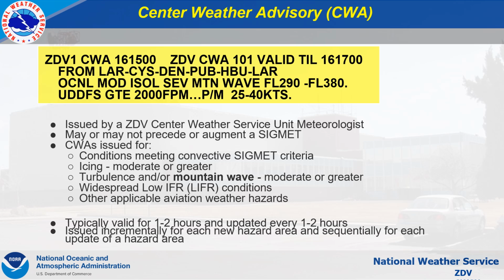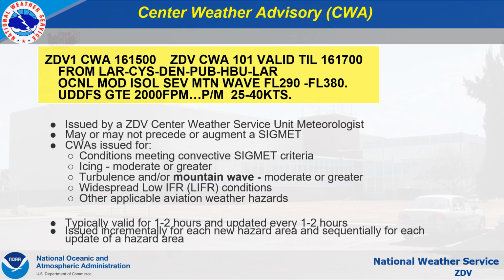For example, I may issue a CWA. It may or may not precede or augment a SIGMET, and they are issued for conditions that would result in SIGMETs or AIRMETs where coverage isn't there. We typically issue these for 1 to 2 hours and update every 1 to 2 hours as needed. Issued incrementally for each new hazard area and subsequently for each update of hazard.